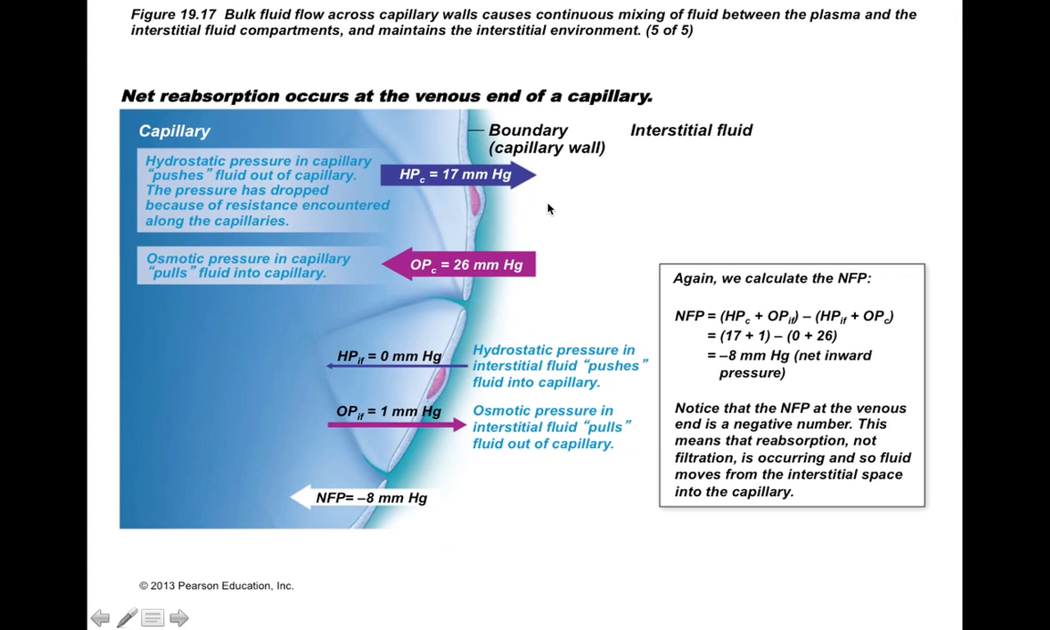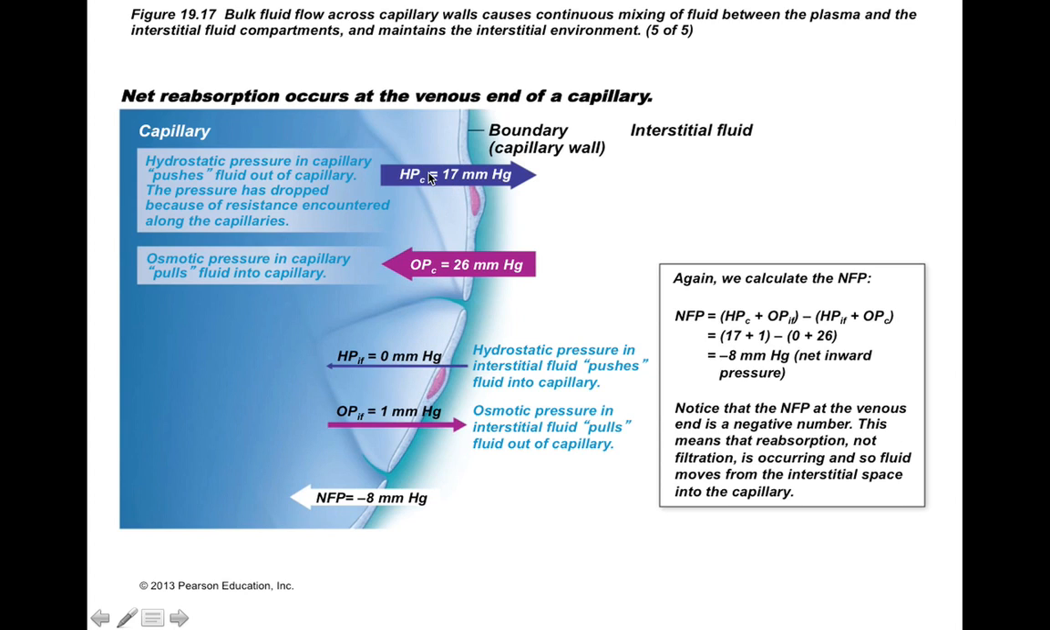What about at the venule end? Well, we know that blood pressure decreases over time and distance. So we see that hydrostatic pressure of the capillary is now lower than it was before. And osmotic pressure of the capillary is the same because that's just due to albumin. You're not changing the concentration of albumin. So you're still reabsorbing water back into your bloodstream at the venule end.